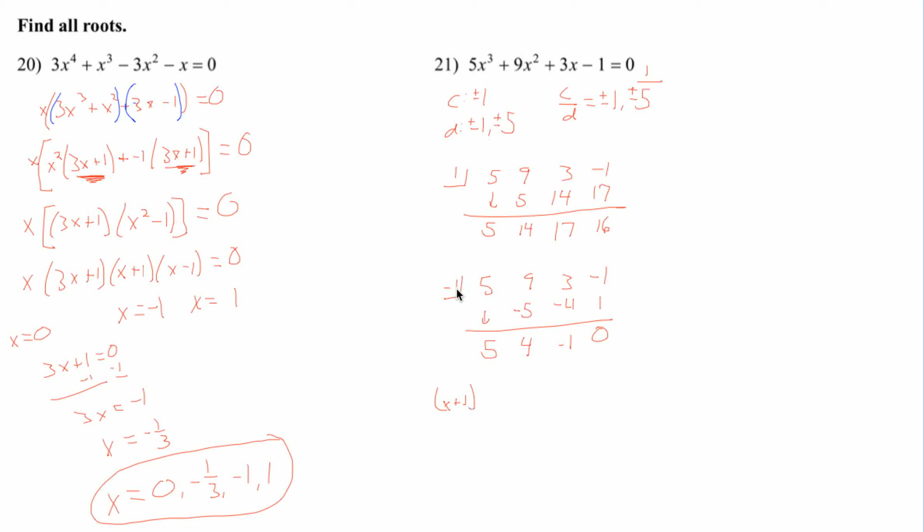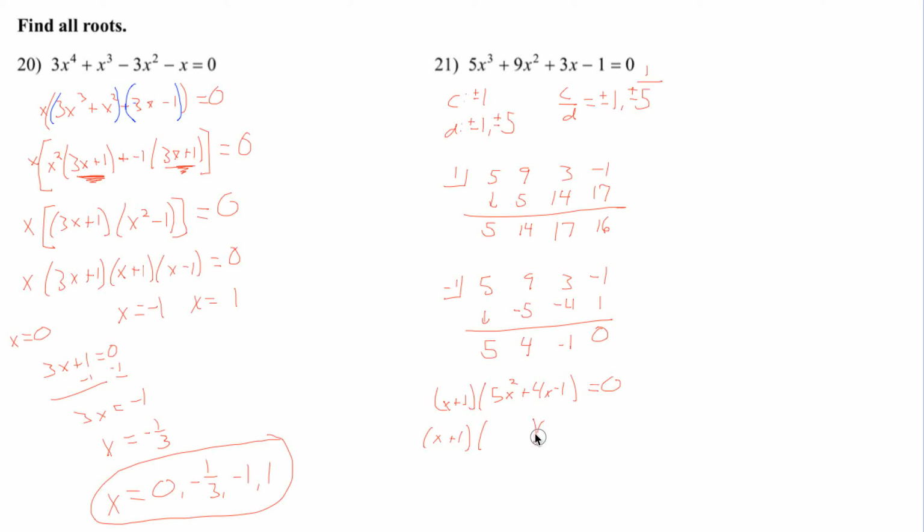We do the opposite of this. And then we can rewrite this now as these are our coefficients if we drop down one level. So we have 5x squared plus 4x minus 1 equals 0. And now we try to factor this.